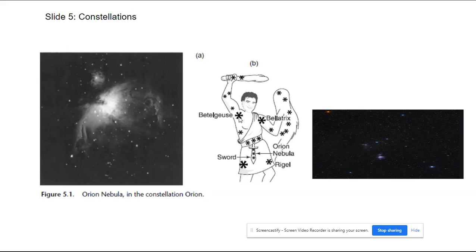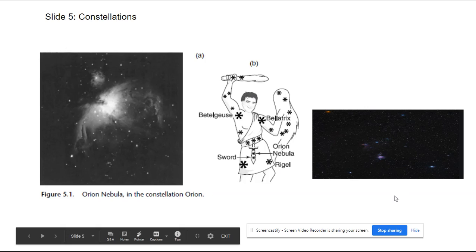This is Betelgeuse, and Betelgeuse is right here. It's kind of a red giant star. This is Bellatrix, which is right here. If you're a Harry Potter fan, there's Bellatrix. This is Orion's belt. Here's the Orion Nebula, which is right here, and this is a close-up of it. This is the star Rigel, which is right here. And later on, when we're in class, we'll do a closer inspection of the Orion Nebula.